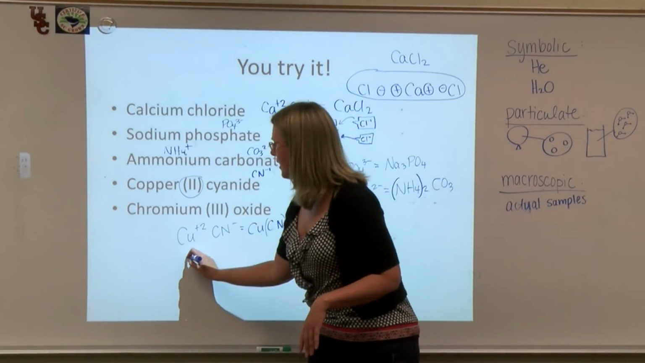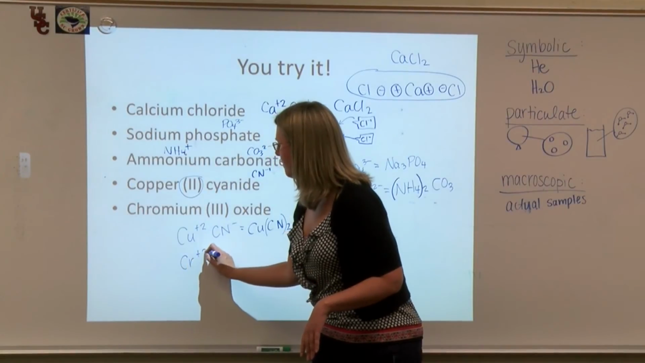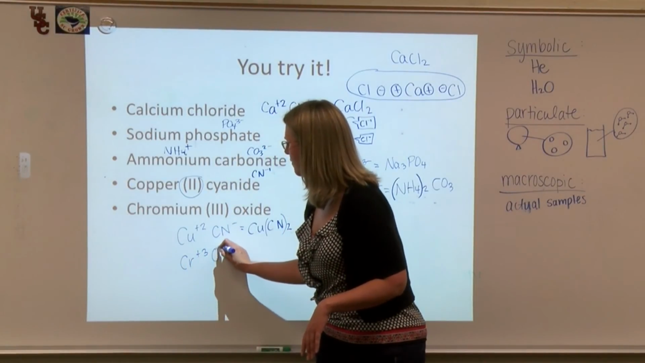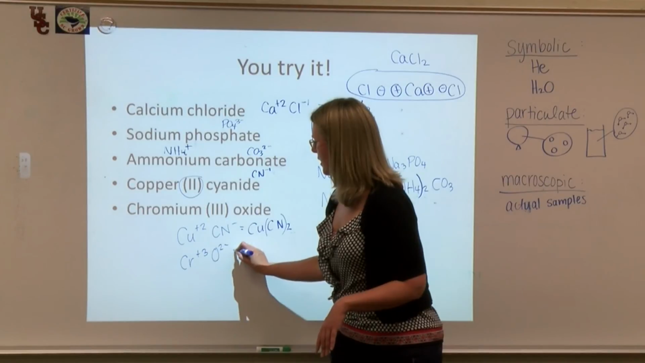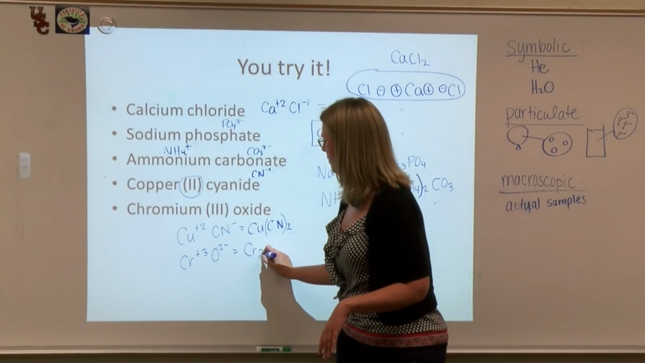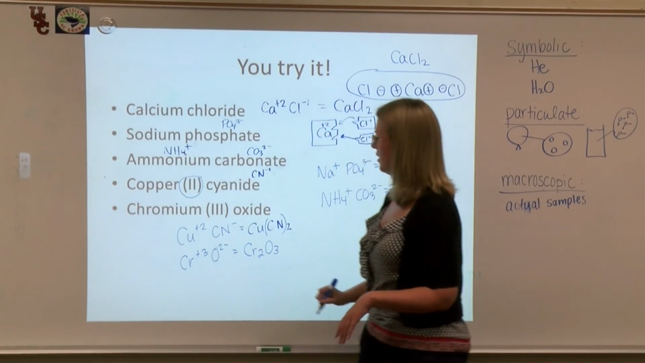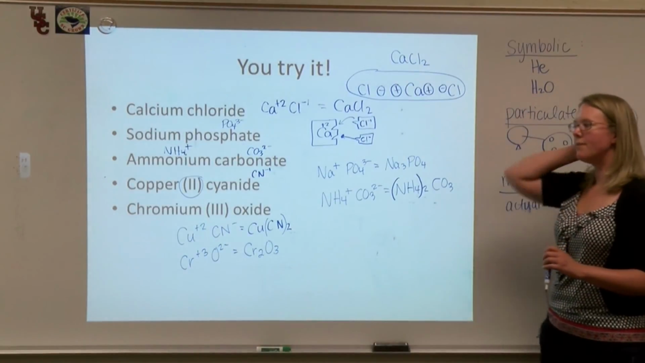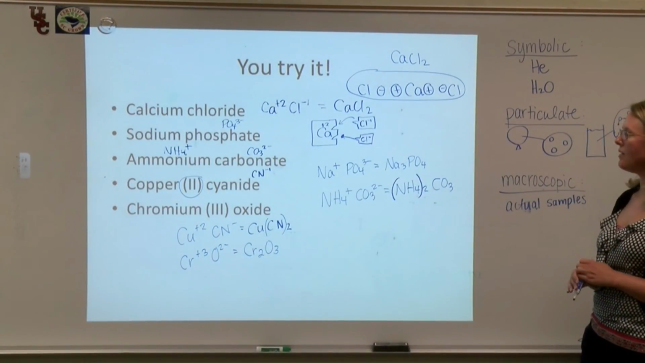Chromium 3 oxide, so it'd be Cr +3, and then oxygen is -2. Cross it down, and we get Cr2O3. And so those are our formulas. And everything balances out and adds up to be 0.